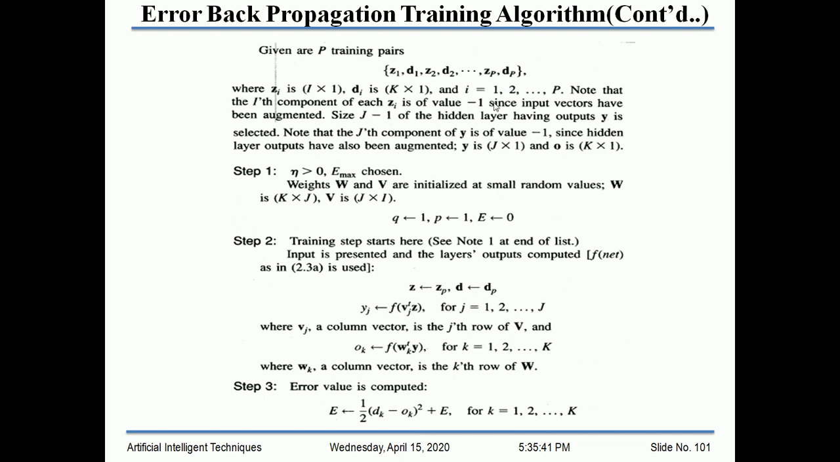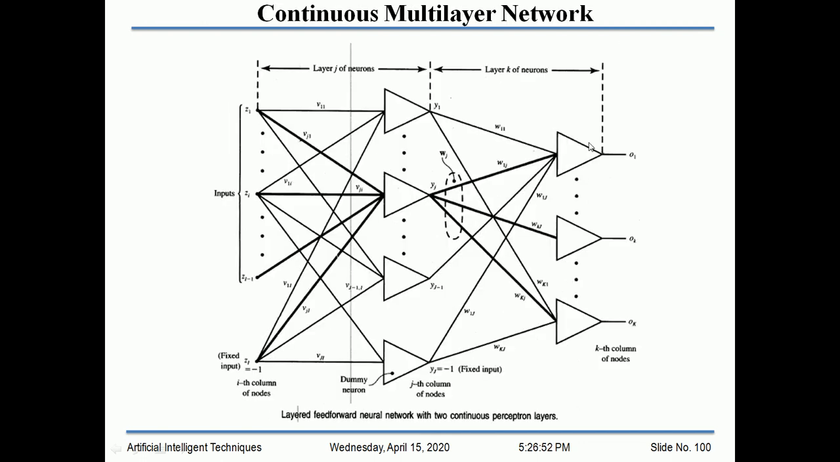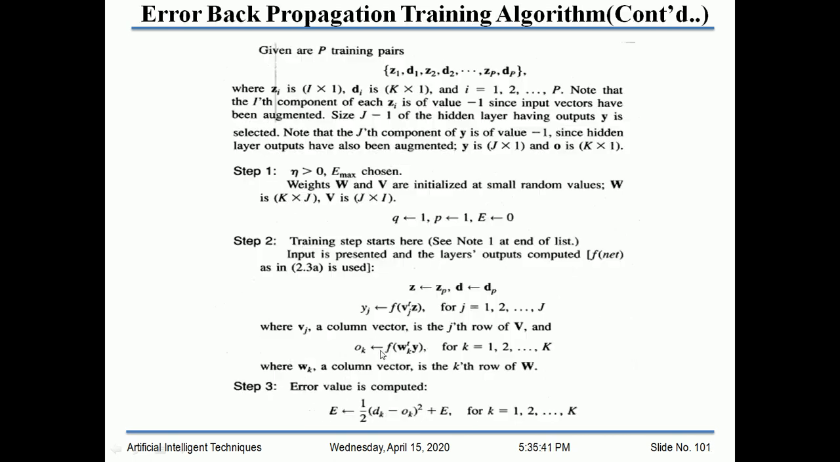Where Zi is an I by 1 matrix, and Di is k by 1. Zi is the input, Di is the desired output. If you recollect, the number of nodes in the output layer is k, and the number of nodes in the input layer is I. So Zi is I by 1, a column matrix, and Di is k by 1, which is also a column matrix. I is 1, 2, 3 and so on up to p.